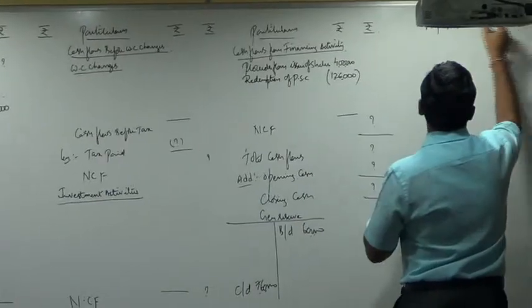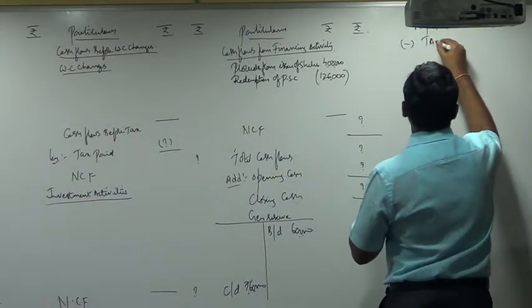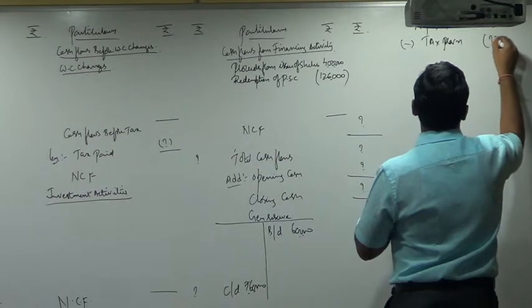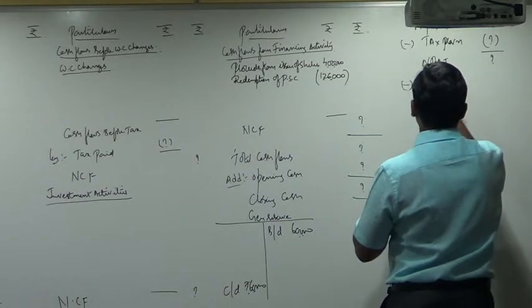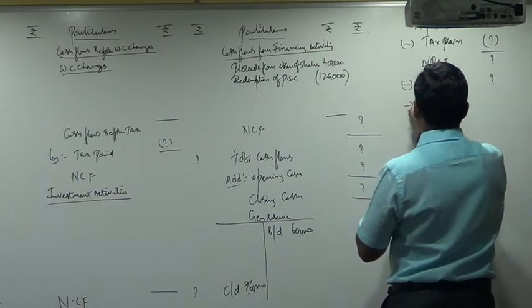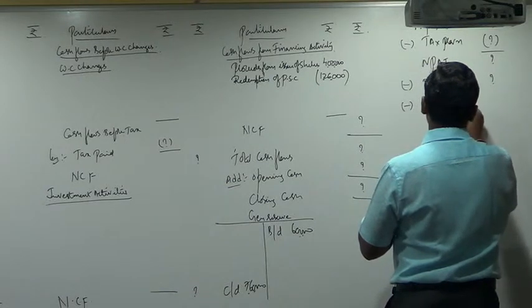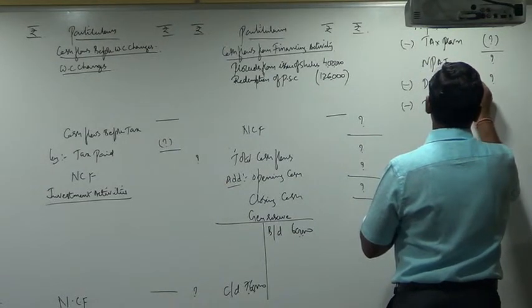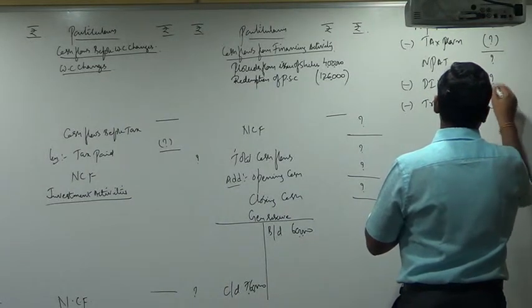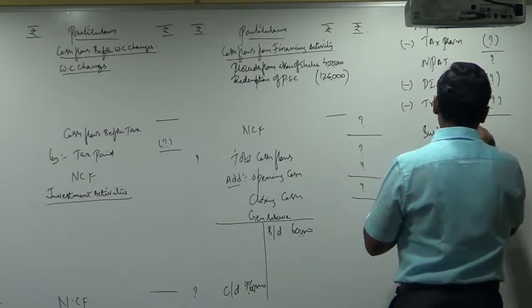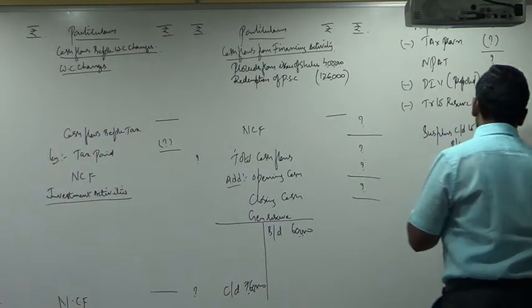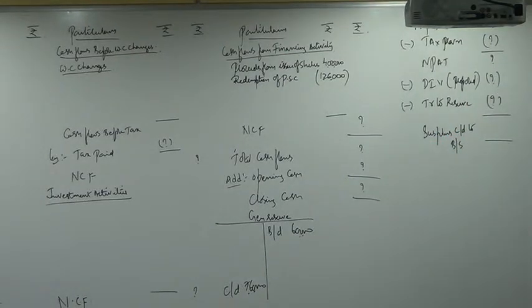Net profit before tax, question mark, less tax provision, question mark, net profit after tax, question mark, less dividend proposed, less transfer to reserve, question mark, surplus carried to balance sheet. What is the surplus now? 3 lakh minus 2 lakh 64,000. 36,000 is the surplus.